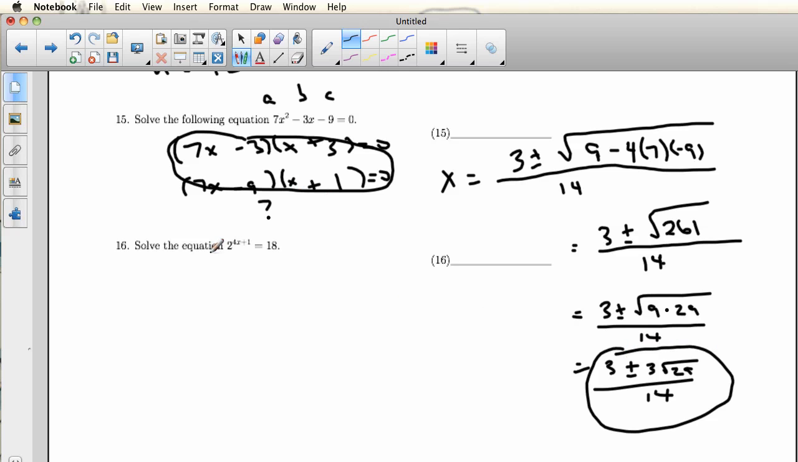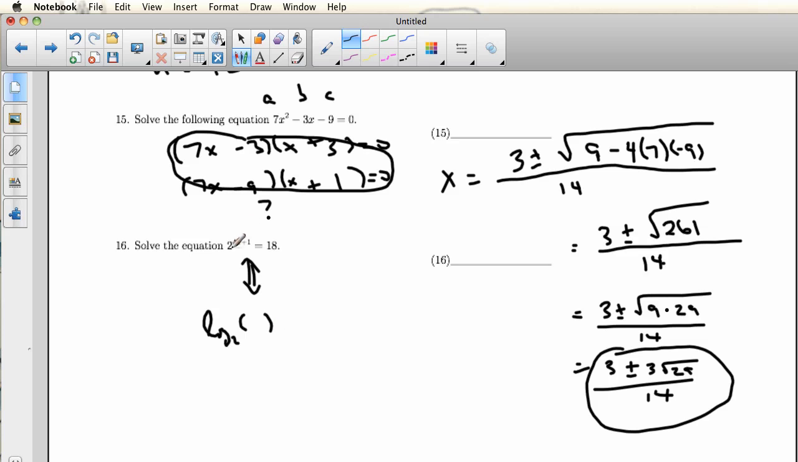The last problem on this page is another one that is exponential, and our strategy is first get the exponential part isolated, and this one's nice enough to already look like that. Our second thing we do is see if both sides can be written as a power of the same base, and in this case we cannot. 18 is not 2 to a power, so that means I need to just change this into a logarithmic expression. So the logarithmic expression here would be the log base 2.